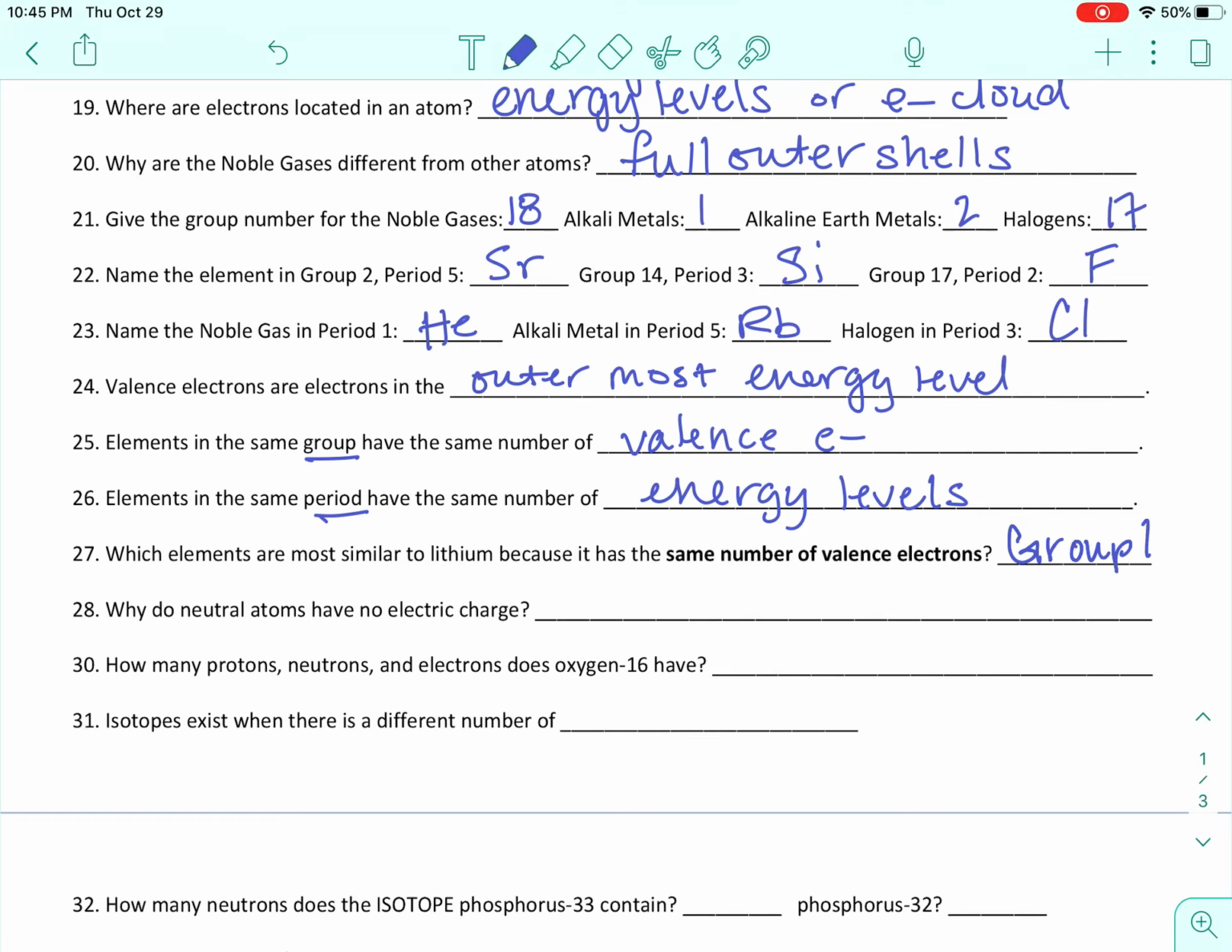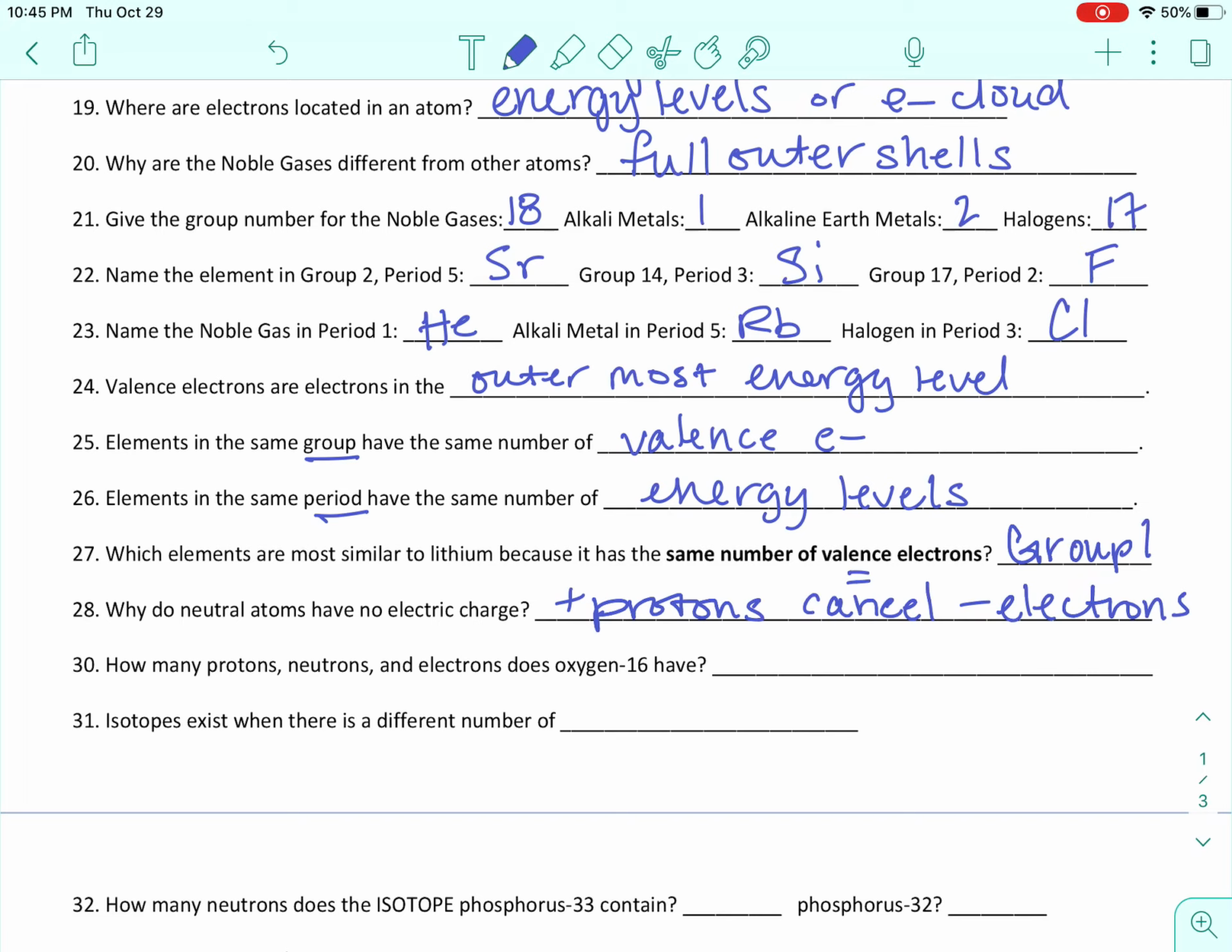28. Why do neutral atoms have no electric charge? That's because the positive protons cancel the negative electrons. They're equal, so they cancel.